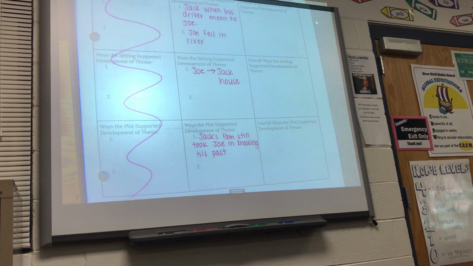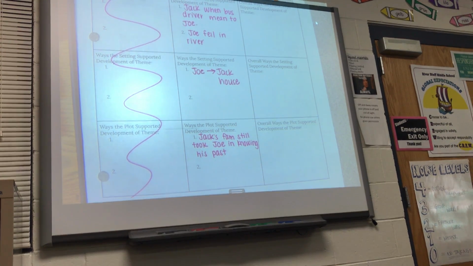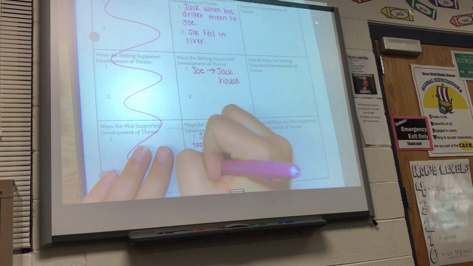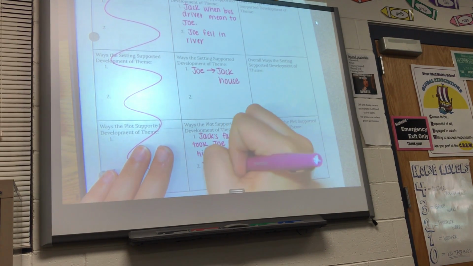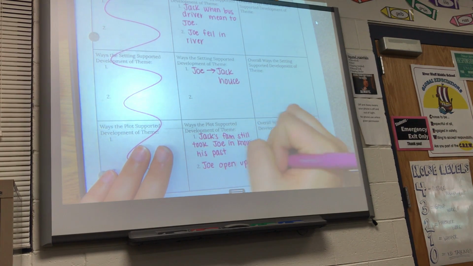Another plot point or event that supported the development of the theme? What's something else that helped us to understand that no matter what the situation is, you can always rely on family? Elizabeth? So like, Maddie I think died, and Joseph hasn't told anyone, so he opened up to family. Okay. Joe opens up to family.